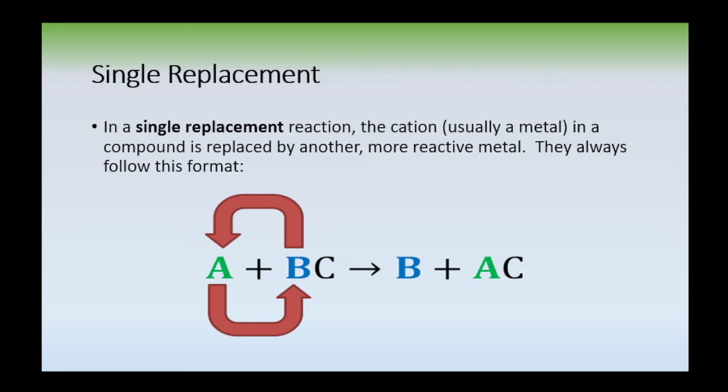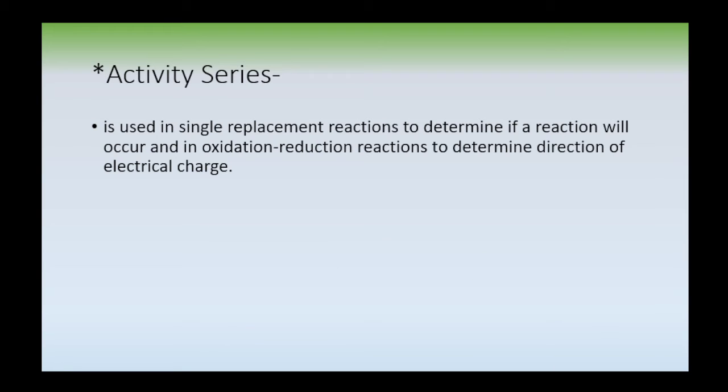We also talked about single replacement reactions. In a single replacement reaction, the cation, usually a metal in a compound, is replaced by another more reactive metal. They always follow this format, though of course, your element and your compound can be switched. Just remember that your pure element switches places with the first compound. But going back to the formula, A plus BC, arrow, B plus AC. We also learned, of course, that with single replacement reactions they do not always occur. It depends on the reactivity of the pure element and the metal in the compound.